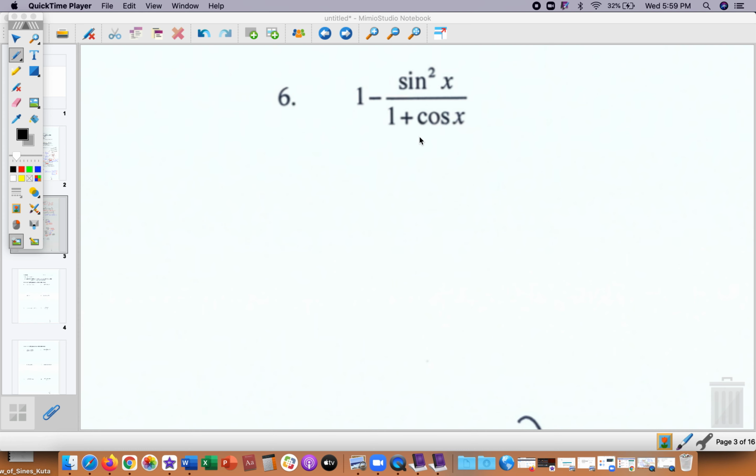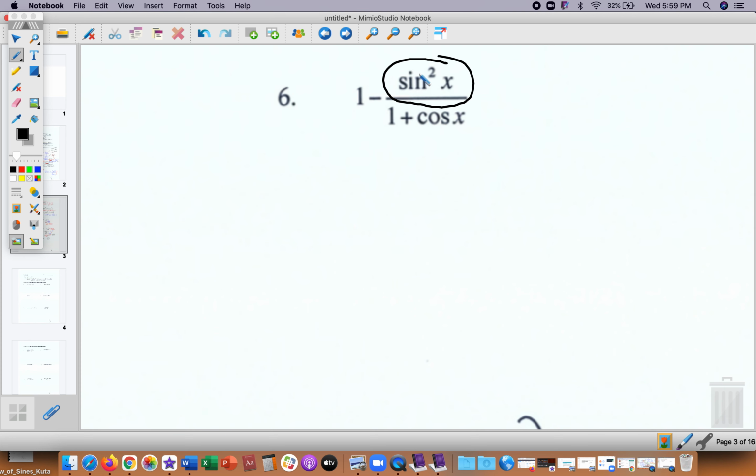Problem number 6, we often want to look for creating sine and cosine, which check we have. We want to try to work on fractions and get rid of fractions if possible. We also want to look at our squareds because often we're going to be doing substitutions and using our identities. Now, if I see cos on the bottom, I'm going to try to replace sine squared with some expression that has cos in it so that I can try to cancel stuff out.